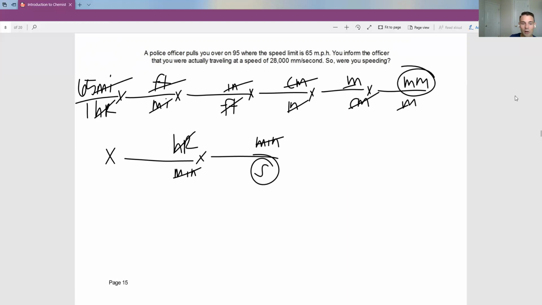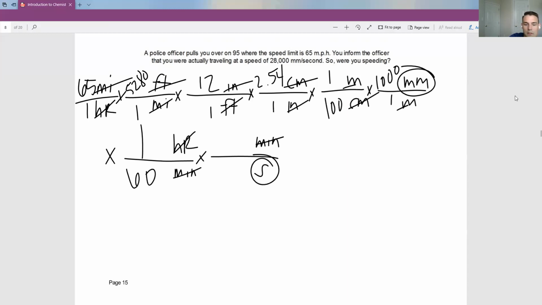Now just go back and fill in all my conversions. 1 mile, again, 5,280 feet. 12 inches in a foot. 2.54 centimeters in an inch. 100 centimeters in a meter. 1,000 millimeters in a meter. 60 minutes in an hour. 60 seconds in a minute. Okay, so all of those should be correct. And then you just plug it into your calculator.